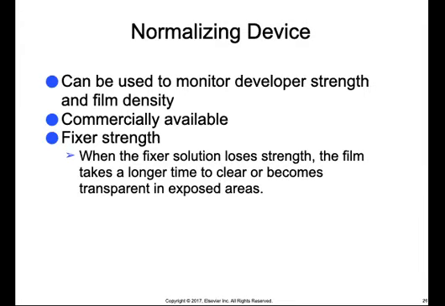A normalizing device is a commercially available device that can be used to monitor developer strength and film density.